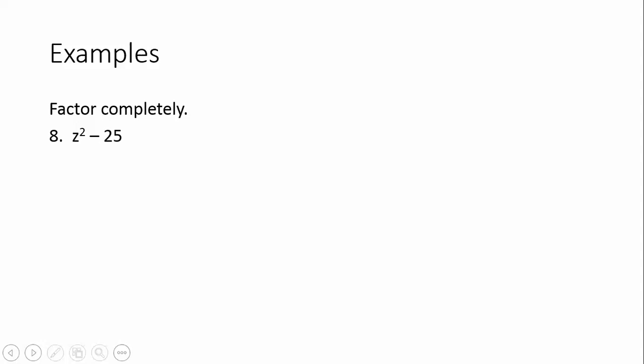Eight is the first example where it's a difference of squares, and hopefully you see that because we don't have a middle term. There's no z term in the middle. It's just z squared and 25. So when we factor a difference of squares, it's z plus 5 and z minus 5. Remember, they're identical except the sign is different. Some of you were forgetting that, so try to remember: difference of squares, the signs are different.